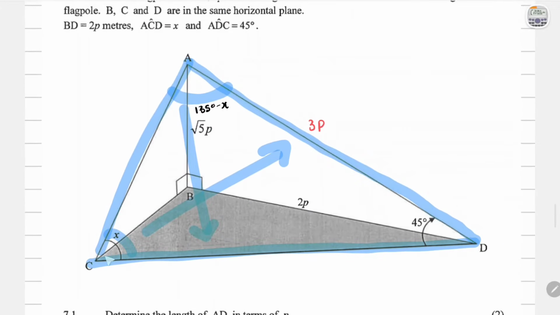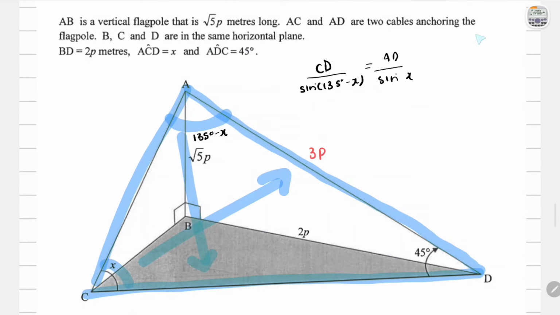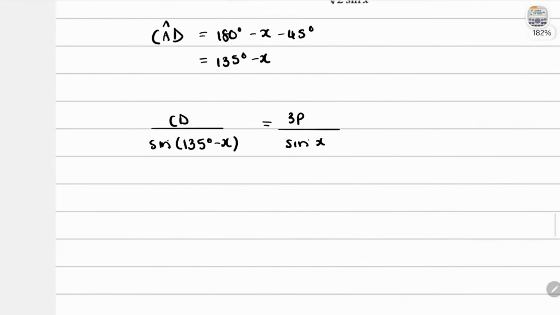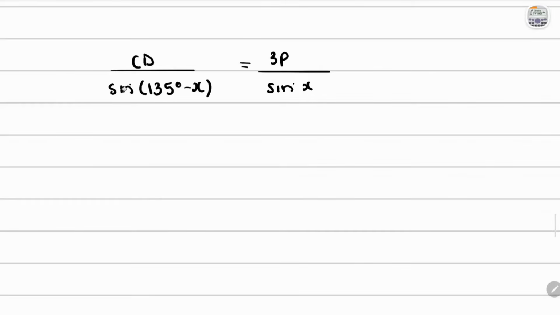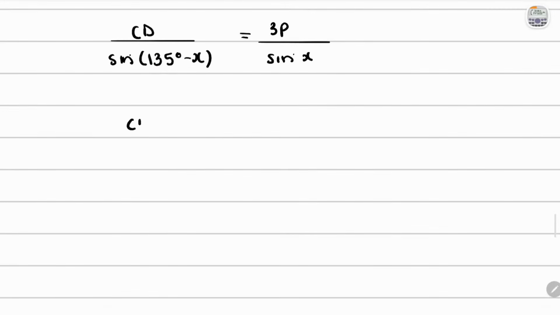Okay, so now that we have that angle, we can use the sine rule. Because we are looking for a side, we can start by saying CD over sine of the angle opposite, which is 135 degrees minus x, is equal to AD over sine of the angle opposite AD, which is x. But remember, we already know the length of AD is 3p, so we can just say 3p. So the only thing we need to simplify is that sine of 135 degrees minus x.